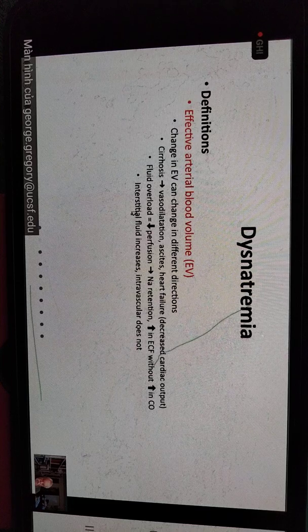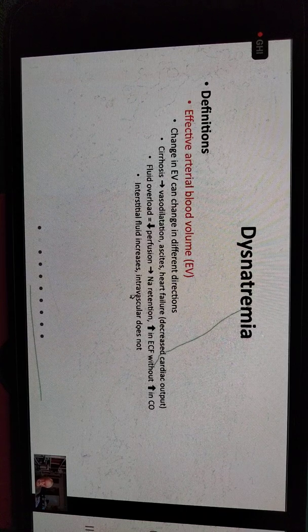So the interstitial fluid increases, but the intravascular fluid does not. And so even though we retain more fluid, we're not making the cardiac output better.